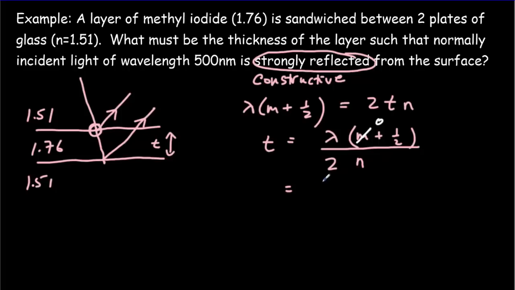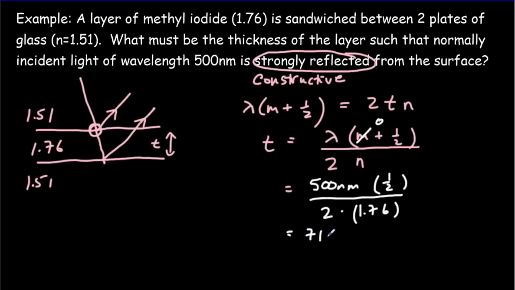My wavelength, I'll just write that as 500 nanometers. I won't switch to meters because the other quantities in my equation here are unitless. So I've got 500 nanometers times 1/2 divided by 2 times the index of refraction of the film, which is 1.76. Work that out, and I get a thickness there of 71 nanometers.